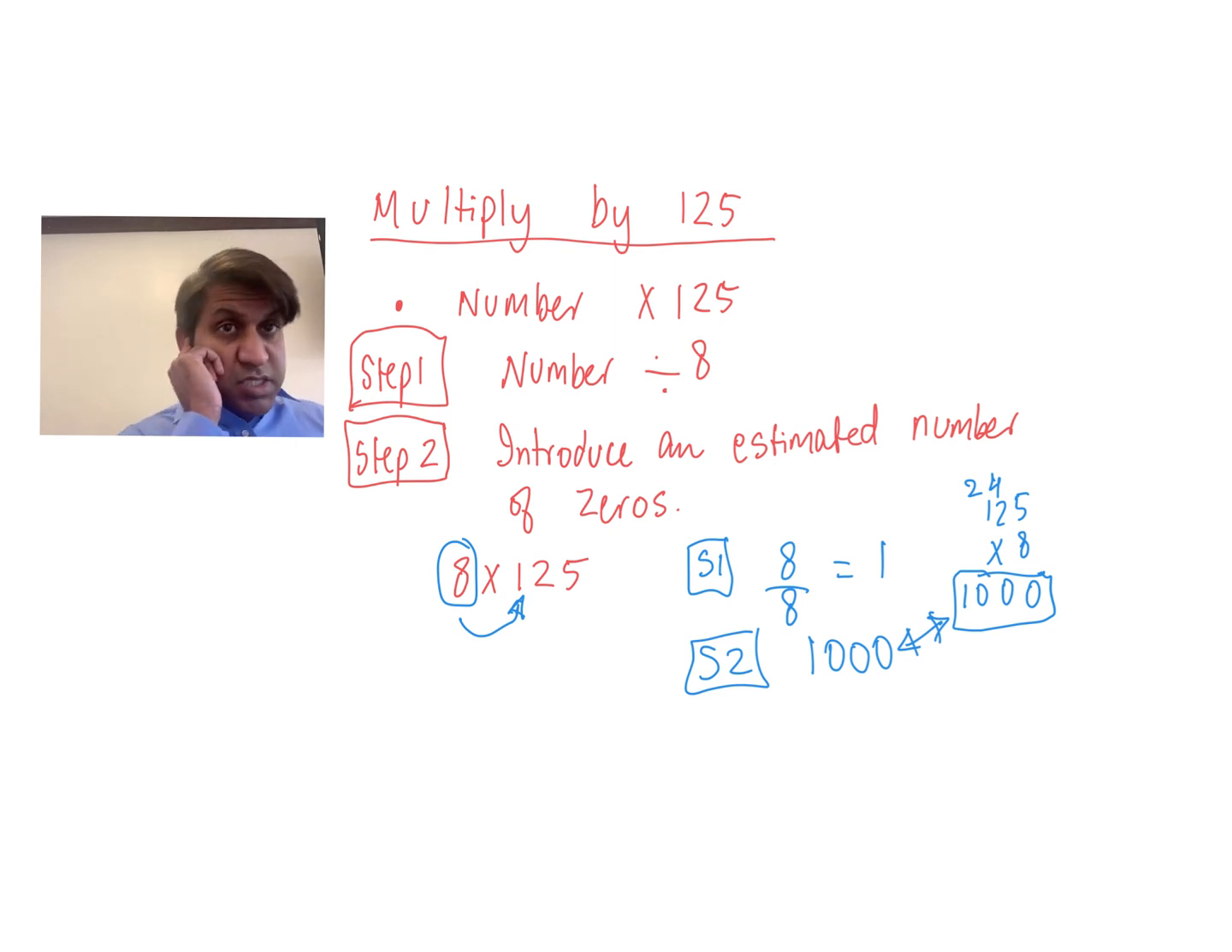So if you were to use this strategy, you'll be able to get a fairly close answer to what we are supposed to get. So the trick, once again, you take your number, you divide by 8, and then you introduce an estimated number of zeros.